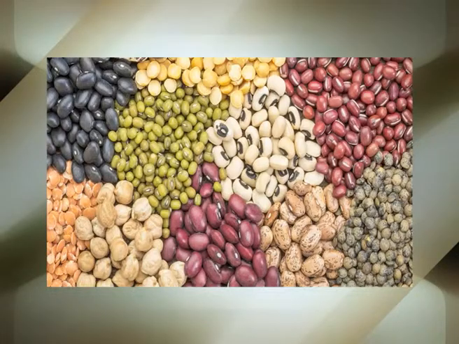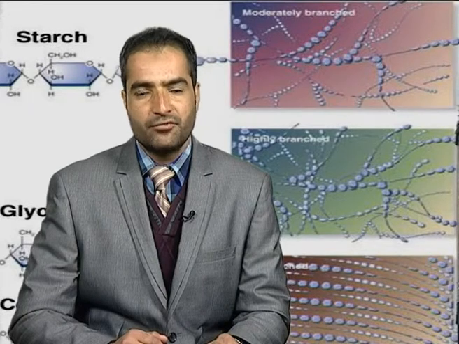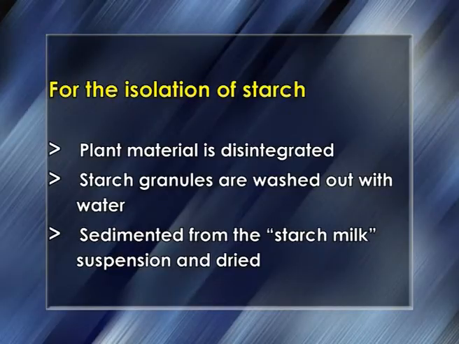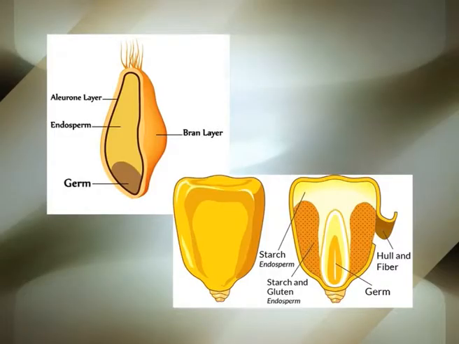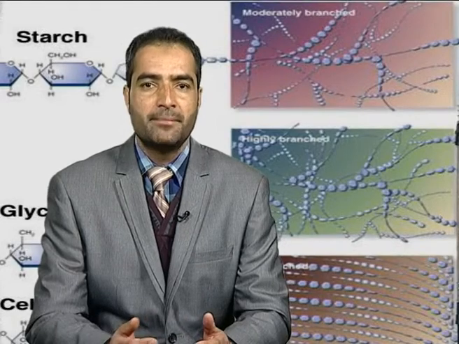Recently, starches obtained from legumes, peas, and lentils have become more interesting because they have properties which appear to make them a suitable substitute for chemically modified starches in a series of products. For the isolation of starch, the plant material is disintegrated. The starch granules are washed out with water and then sedimented from the starch milk suspension and dried. In other cases, such as cereals, the starch is embedded in the endosperm protein matrix. Hence, granule isolation is a more demanding process.